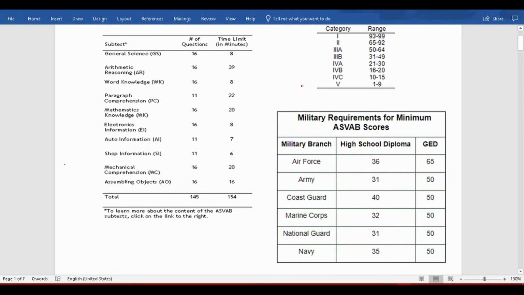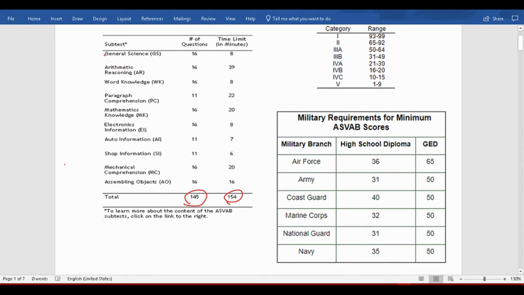In this video, I'm going to be working out problems from the Mathematics Knowledge Subtest of the Armed Services Vocational Aptitude Battery, that is the ASVAB. Before I do that, however, I just want to make a few comments about the ASVAB itself. First, I want to point out that the ASVAB nowadays is a computer adaptive test for which you'll have 154 minutes to complete 145 questions.